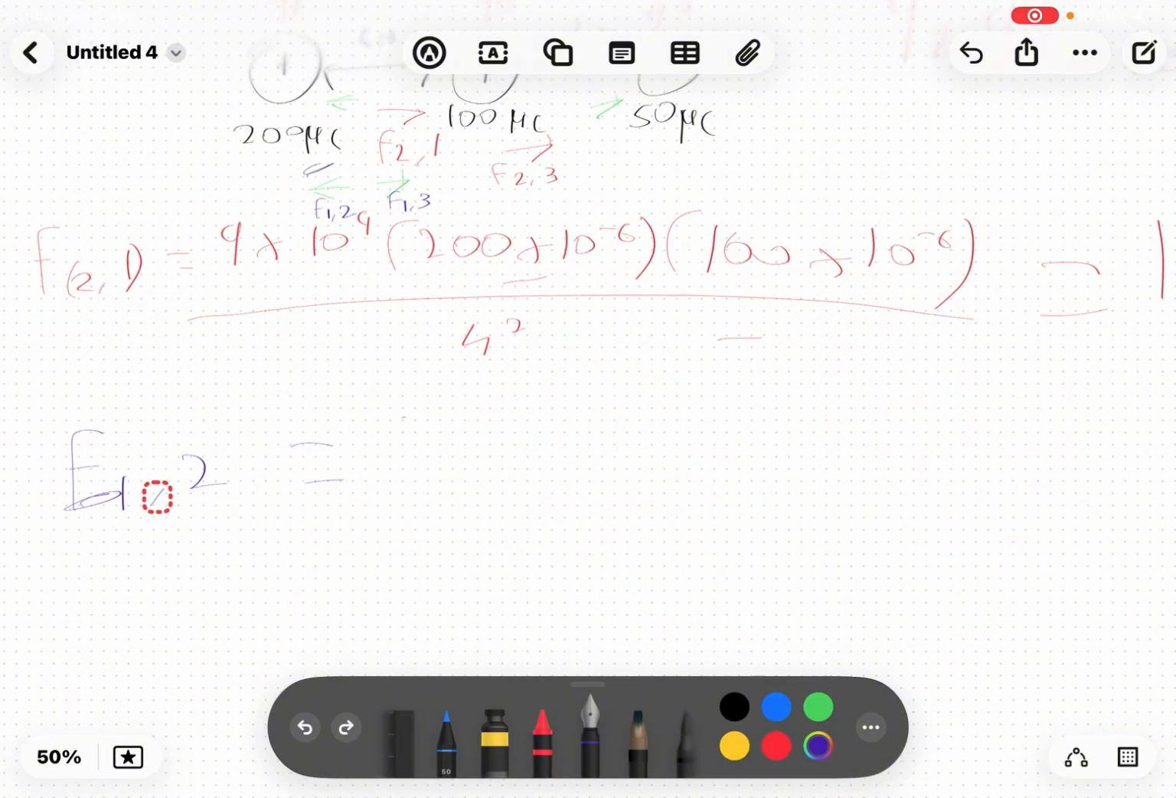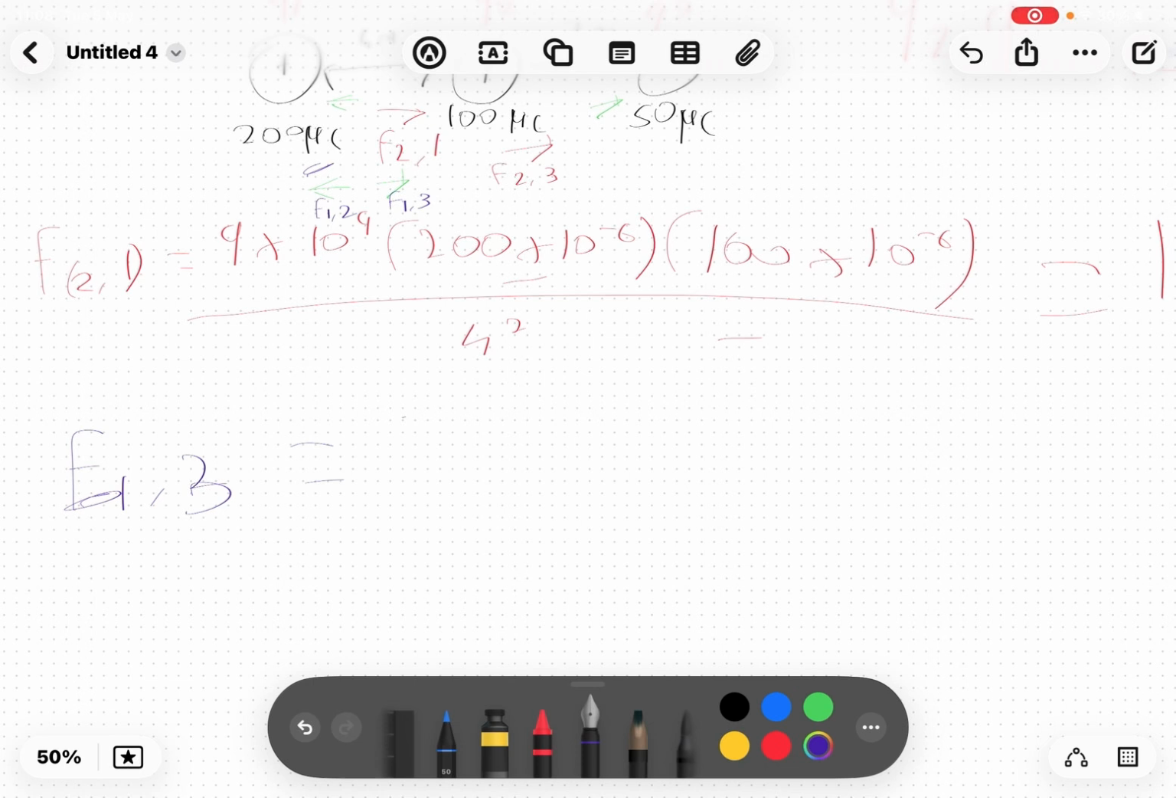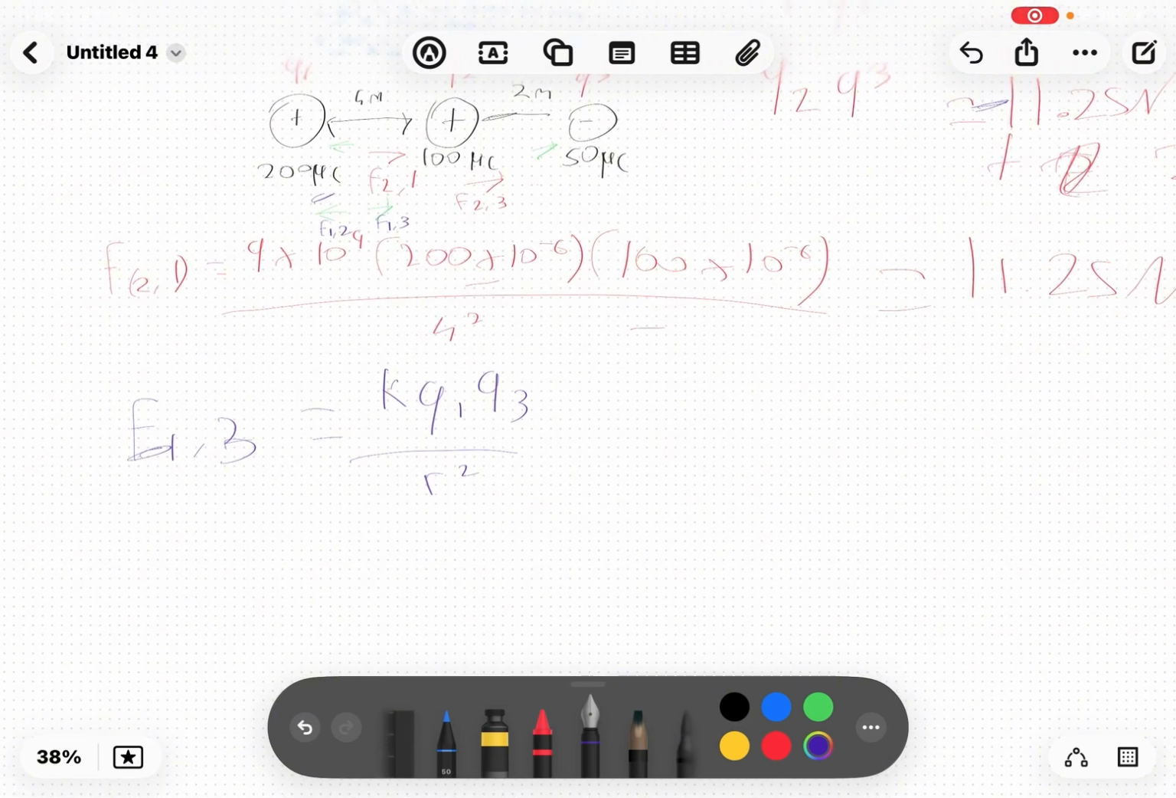Now let's do F3,1, which is going to be K, Q1, Q3 over R squared. Please do the equation yourself because it's a very long equation. I don't want to do it. I'll just give you the answer, which is going to be 2.5 newtons.